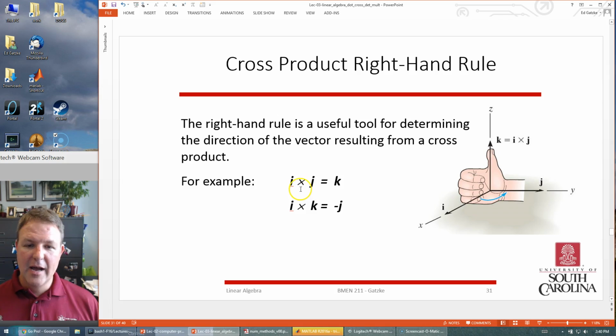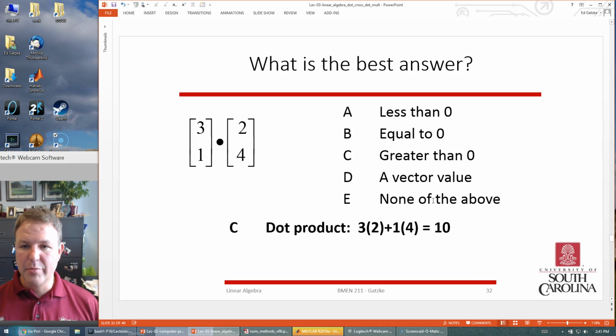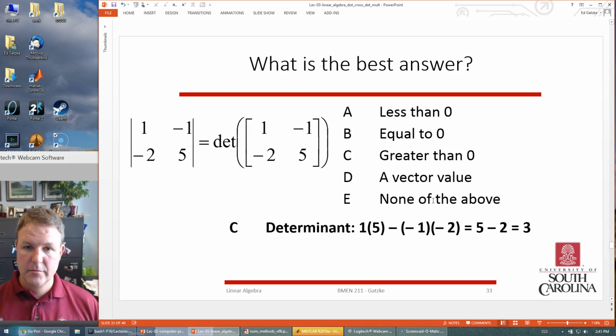So i cross j is equal to k. So if we have i cross j, in this case, x is out of the board and y is to the right. So whatever result you're having, we should get the value that goes out of the plane.